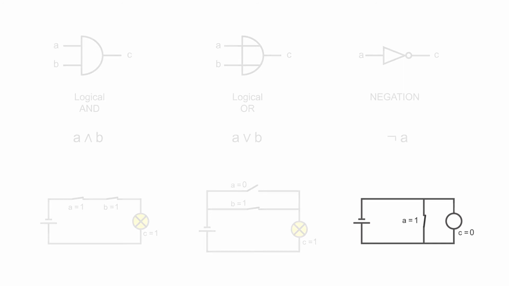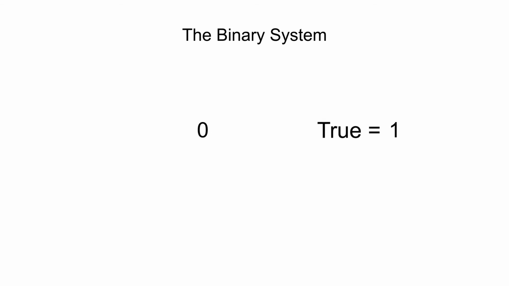Now we will see how one can calculate with these logic functions. A computer uses the binary number system for computing. That means it only knows the two digits 0 and 1. So it is only natural to connect these directly with the truth values true equals 1 and false equals 0.